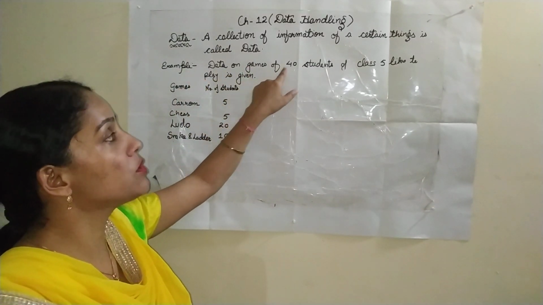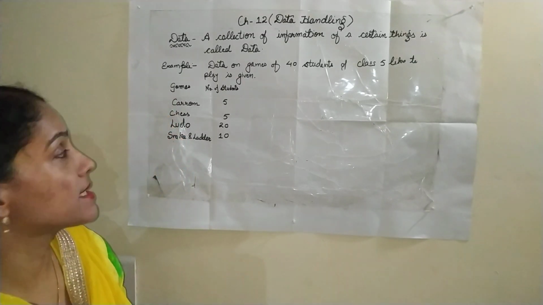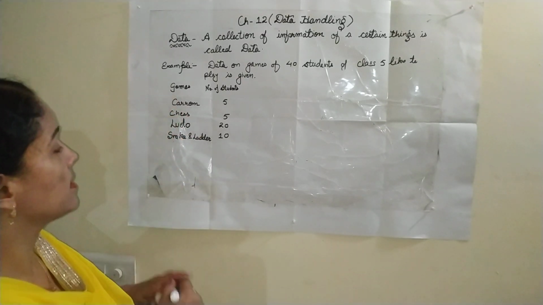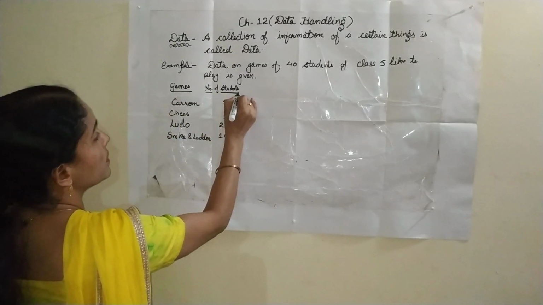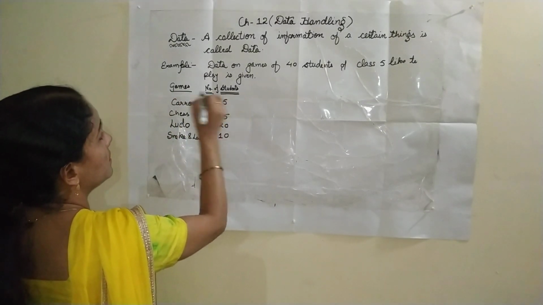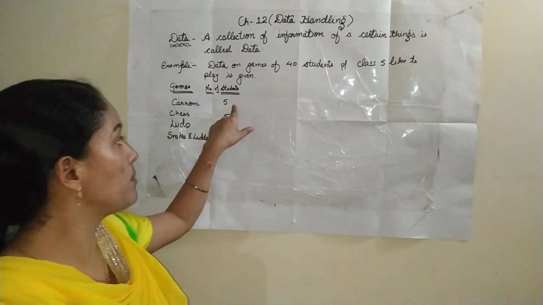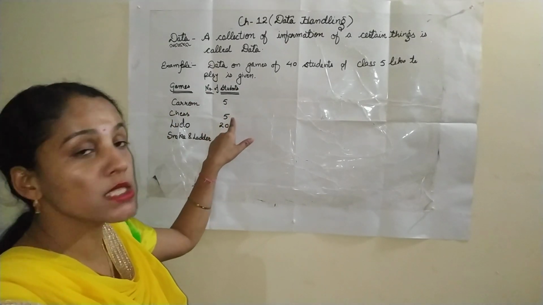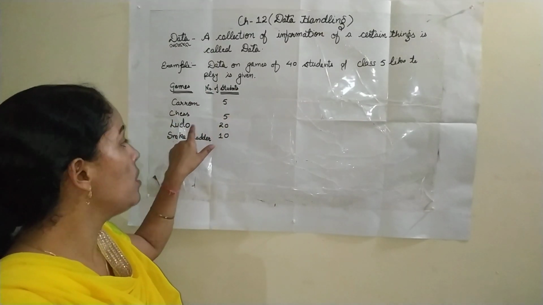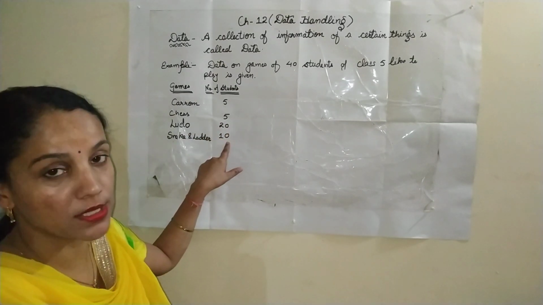Data on the games that 40 students of class 5 like to play is given. The games are given and the number of students is given here. The first game is carom. How many students play this? 5 students. Then chess. How many students play this? Again 5. Ludo, 20 students play this. After that, snake and ladder, 10 students.